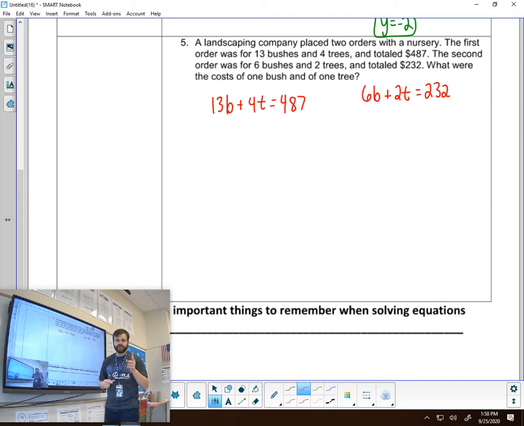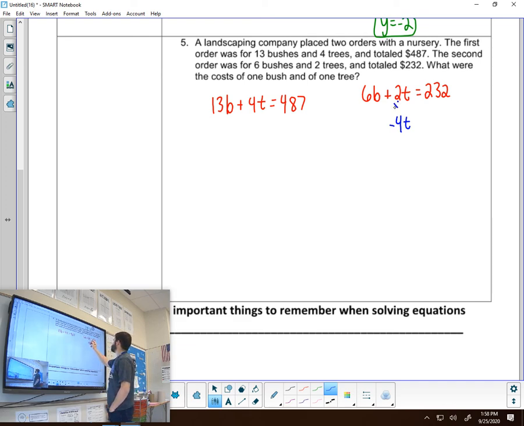All right, guys, to start off, I don't have any numbers that match up, but I do have ones that are close. 4t and 2t are close. I could multiply this 2t by 2 to get to 4. But remember, we don't want just the same number. We want the same with different signs. We want one positive and one negative. So I need to change this 2t to be a negative 4t.